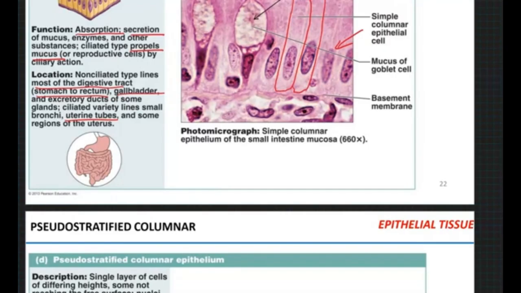I will never put simple columnar and simple cuboidal as two possible answers. At this point, you don't have to know the difference. You see what I'm saying? Like, you look at the question, and it says, absorption and secretion. Either simple columnar or simple cuboidal. There will be only one answer out of this. Does that make sense? Cool.